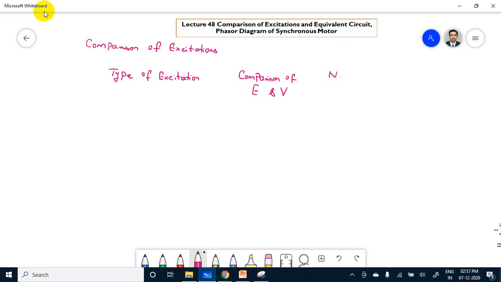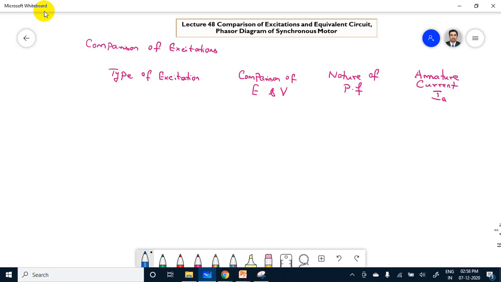And third column is nature of power factor. Fourth one is armature current, IA. Okay. Now first, type of excitation.